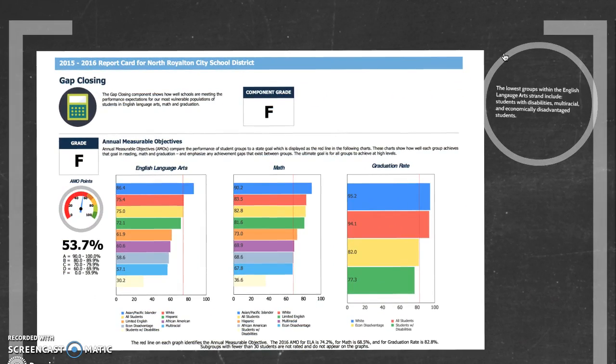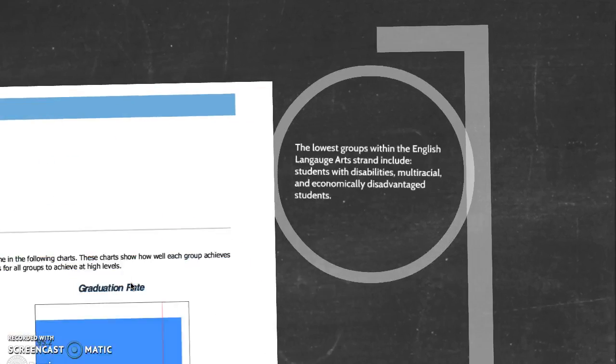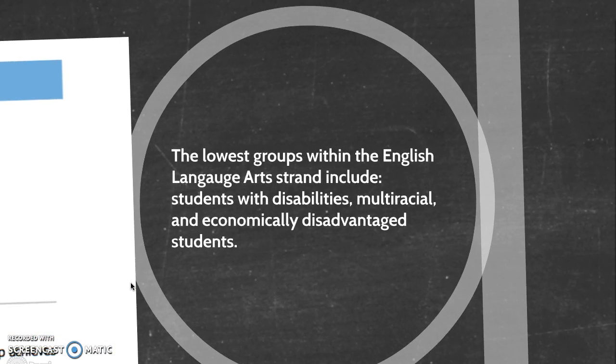Here we have a map, a little diagram that kind of explains the score we received and why we received it. As you can see here, our Asian Pacific Islanders scored above our annual measurable objectives. And then the next three categories were very close, if not, they did not hit it. Now, as we continue to go down, the scores drop, with our lowest score being our students with disabilities. So within the English language arts strand, our lowest groups include students with disabilities, multiracial, and economically disadvantaged students.